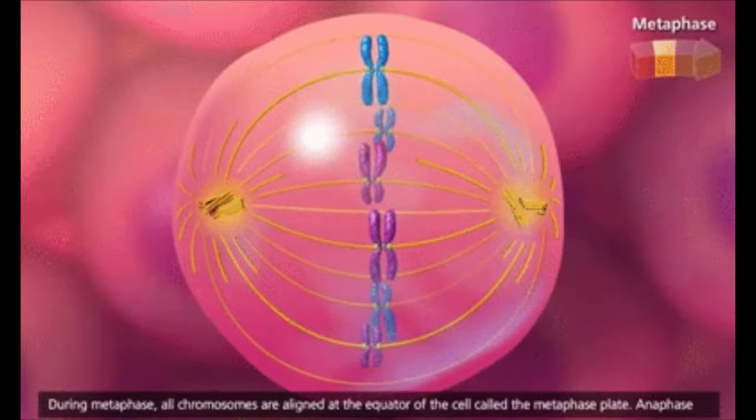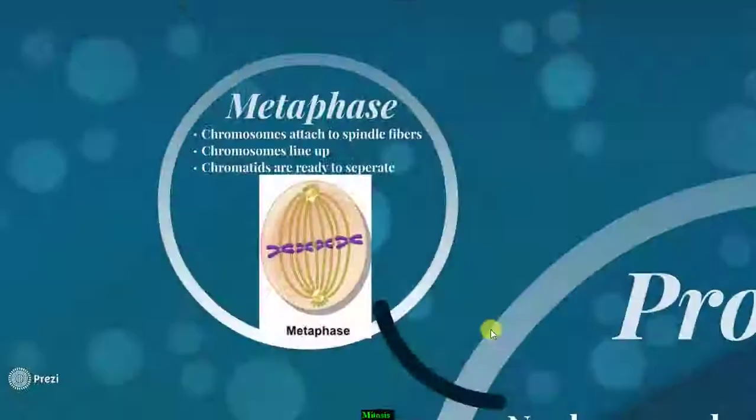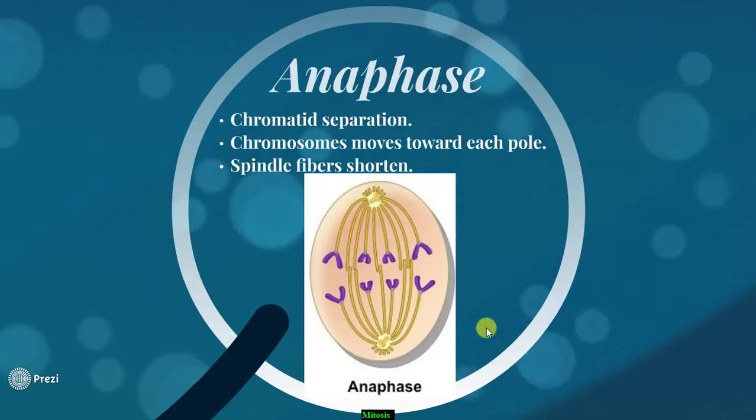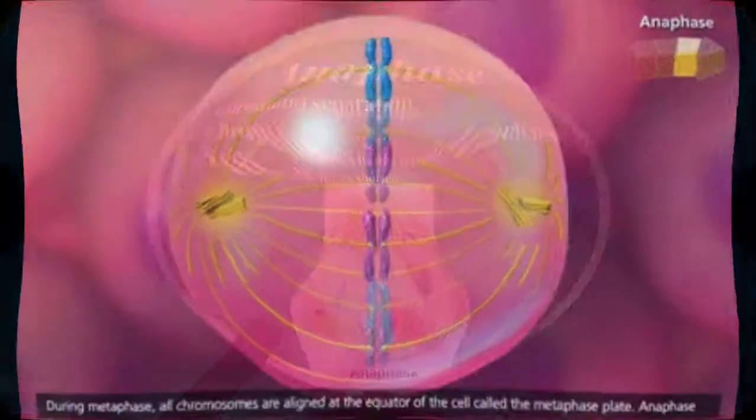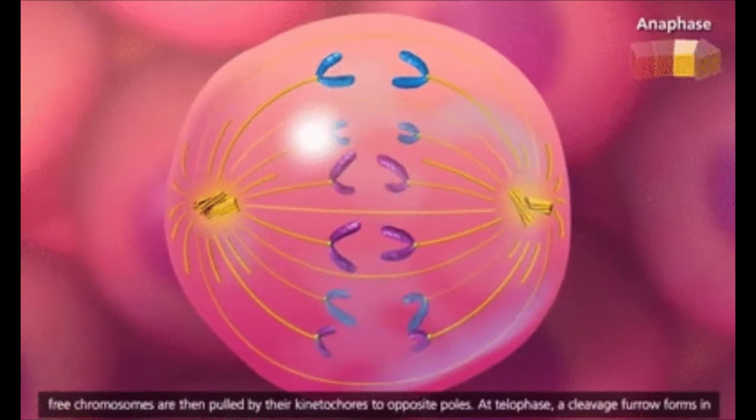In this phase, pay attention to how chromosomes are lining up. Thirdly, in anaphase, there will be the start of separation of chromatids and chromosomes move to opposite poles. They are pulled by spindle fibers, and spindle fibers shorten. Alright? You see how spindle fibers are pulling sister chromatids to opposite poles.